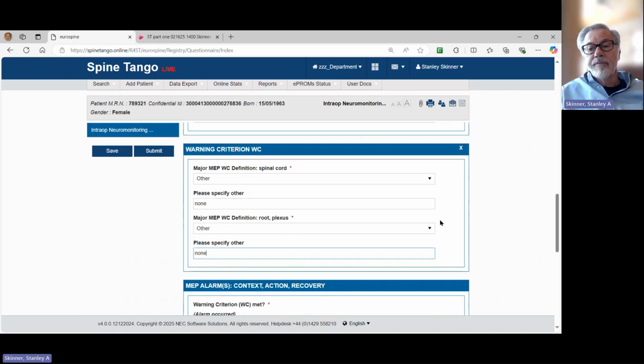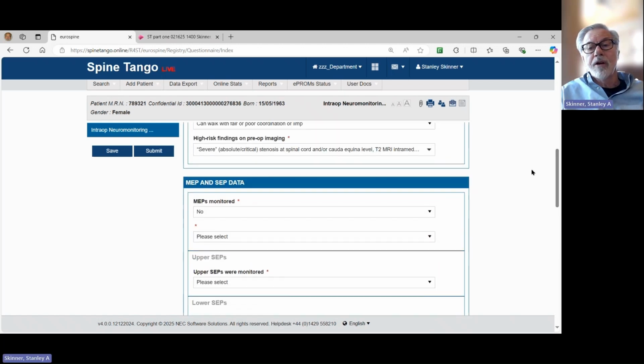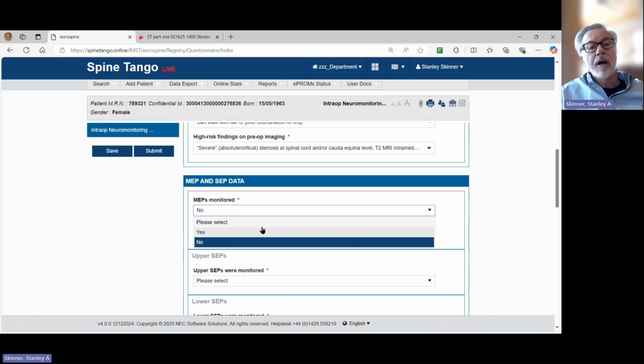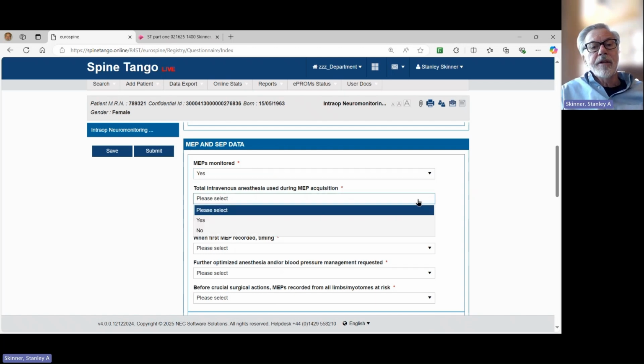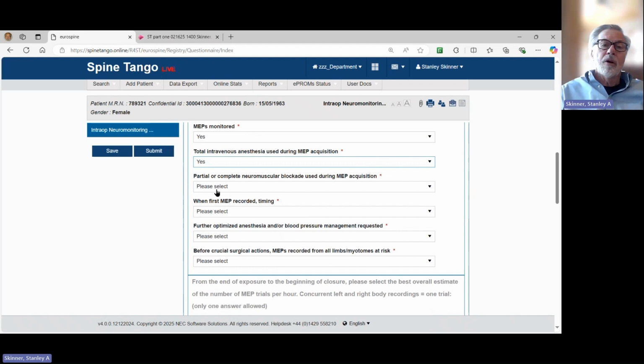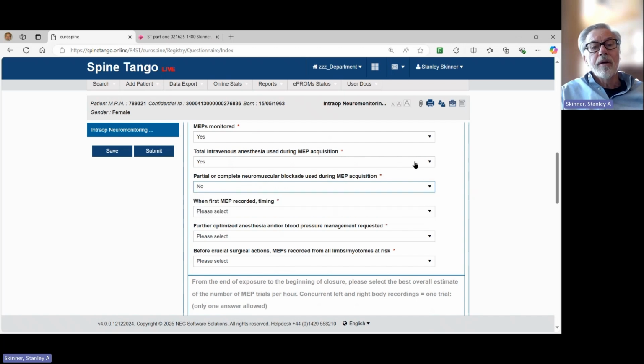Same for SCPs. But let's go back and say, yes, we are monitoring MEPs. There'll be other questions regarding MEPs. Total intravenous anesthesia. So remember we answered earlier about that question about the plan. There may have been further discussion, and maybe it was decided that total intravenous anesthesia was the way to go. So you answer yes there. Partial or complete neuromuscular block, we're going to say yes or no. We're going to say no.